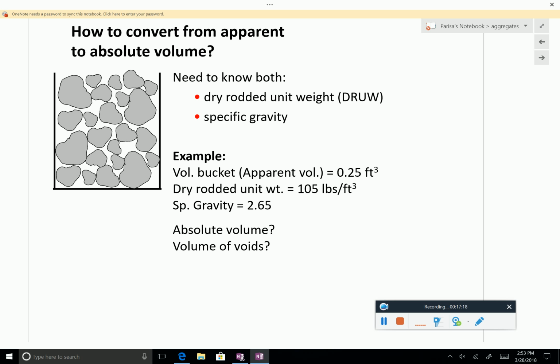So try to work with your neighbors and work on this problem. We have dry rodded unit weight, 105. Specific gravity is also given. The question is, what's the absolute volume and what's the volume of the voids? Units. Don't forget the units.